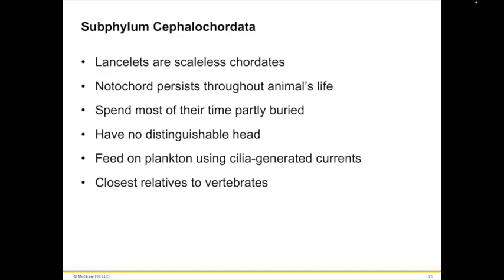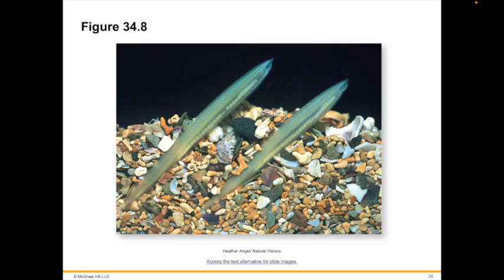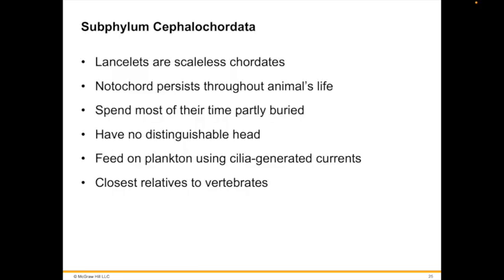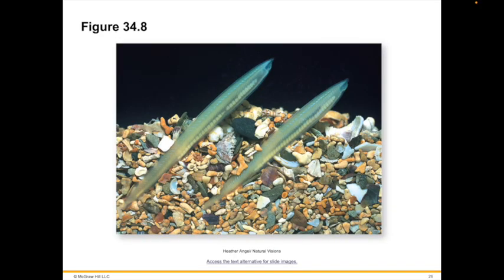Lancelets feed on microscopic plankton, using a current created by beating cilia that line the oral hood, pharynx, and gill slits. The gill slits provide an exit for the water and an adaptation for filter feeding. The oral hood projects beyond the mouth and bears sensory tentacles, which also ring the mouth. They are the closest relatives to vertebrates, and they are shown here before you.